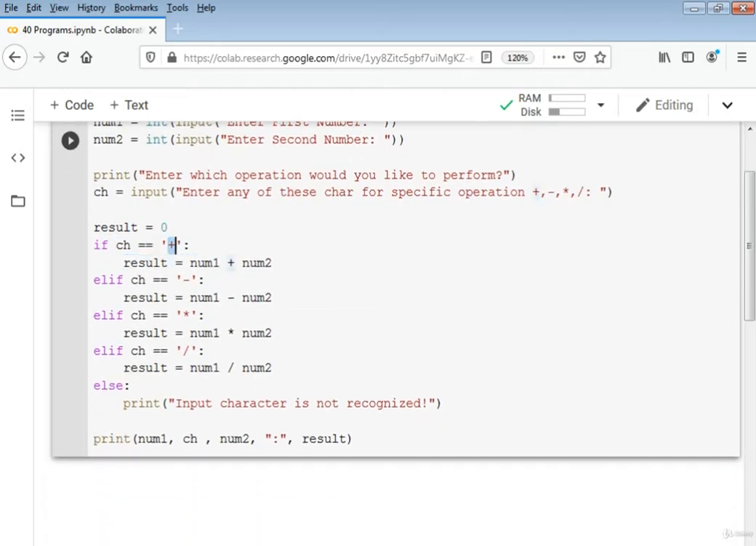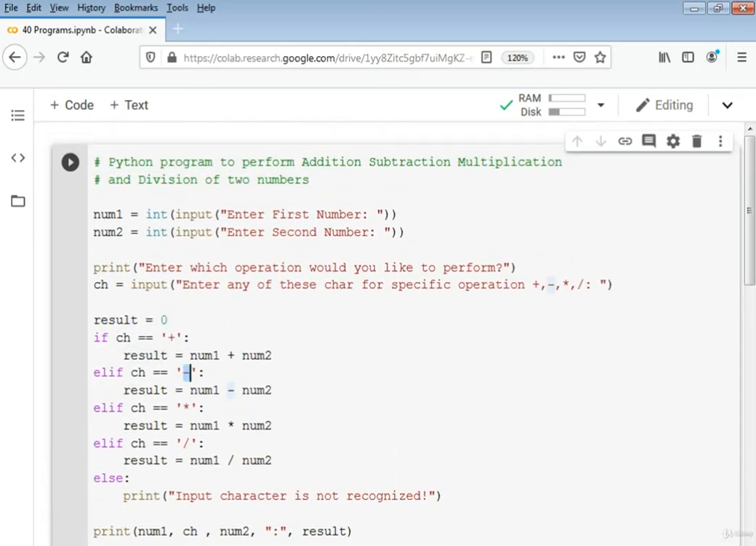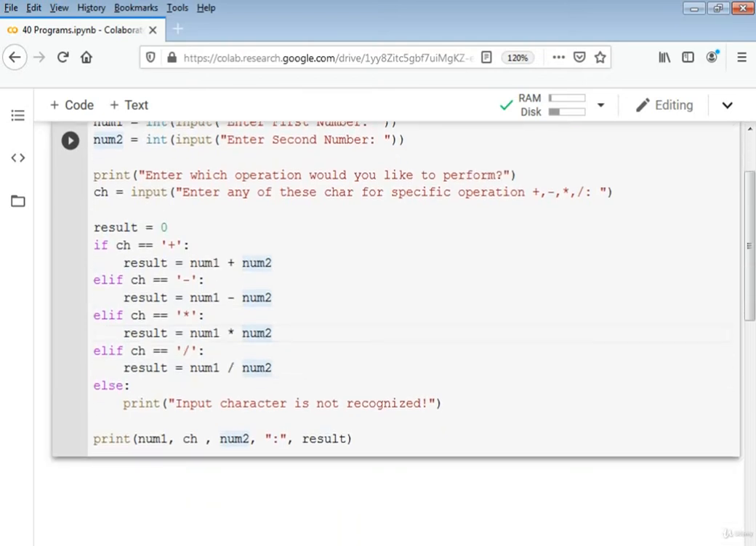Elif, if this symbol is not entered by the user and the user enters this negative sign in the elif condition, then we will subtract number 2 from number 1. If the user does not enter plus or minus sign, and wants to multiply both numbers, then the condition will shift to this line of code and the result would be equal to number 1 multiplied by number 2. We will find the product of both the numbers, and if you want to find the division of those numbers, you can find it with these lines.